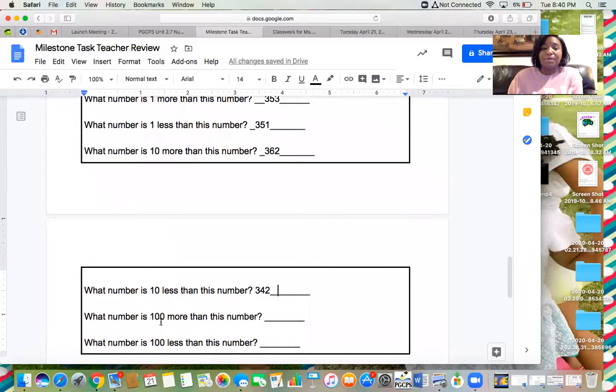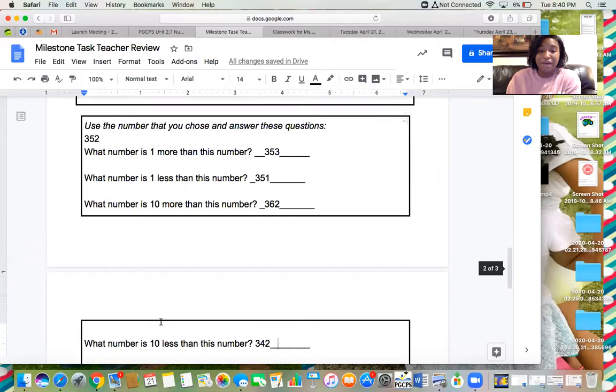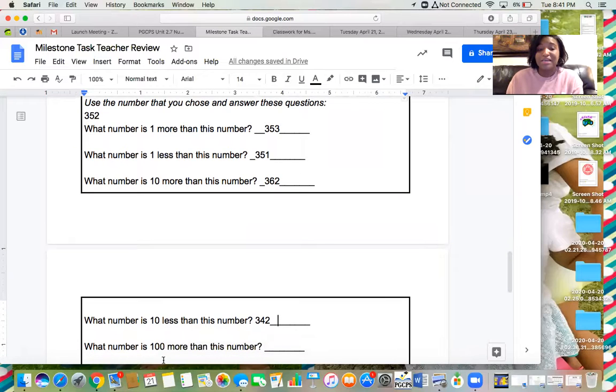Next, it says, what number is 100 more than this number? Think to yourself, if it's asking for 100 more, what place value are we going to focus on? The hundreds, the tens, or the ones? Good, you should have thought that we're going to focus on the hundreds place because it's asking for 100 more. I know 1 more than 3 is 4, so that would give 452, leaving the tens place alone and the ones place alone.